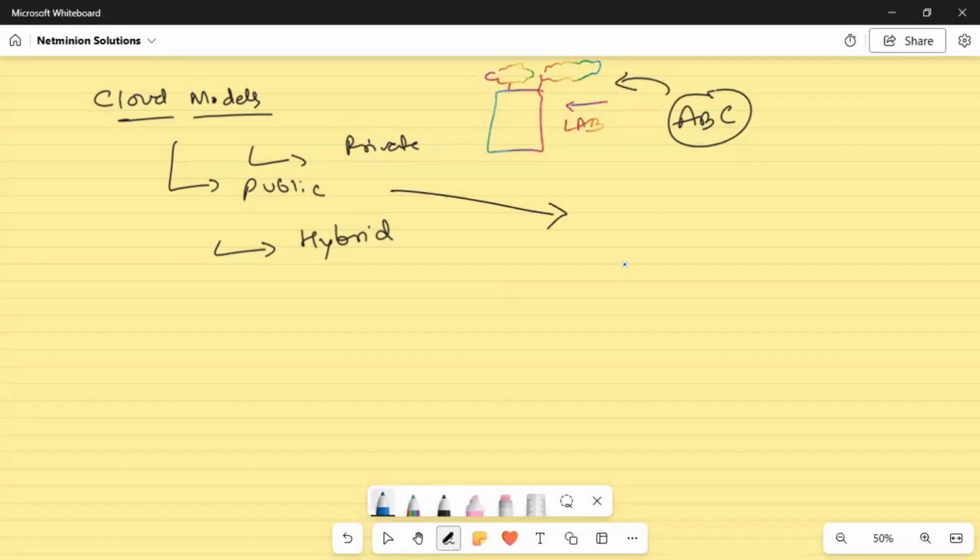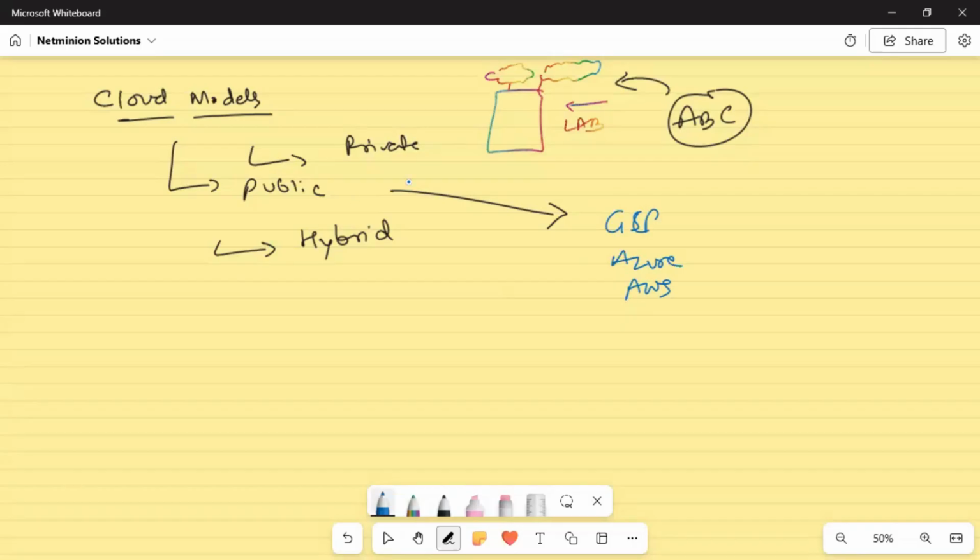So when I am talking about public cloud, it means it is controlled and maintained by a third party cloud provider. Again, it can be your Google, it can be your Azure by Microsoft, it can be your Amazon. So it can be anything. So that is your public cloud, which means you are using somebody else's premises to host your services.